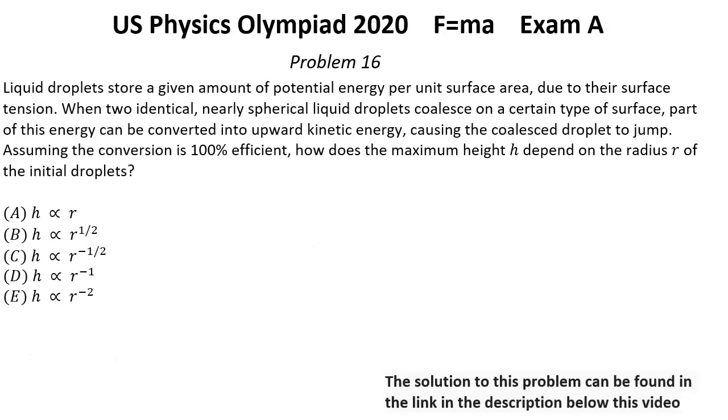Problem number 16. Liquid droplets store a given amount of potential energy per unit surface area due to their surface tension. When two identical, nearly spherical liquid droplets coalesce on a certain type of surface, part of this energy can be converted into upward kinetic energy, causing the coalesced droplet to jump. Assuming the conversion is 100% efficient, how does the maximum height h depend on the radius r of the initial droplets?